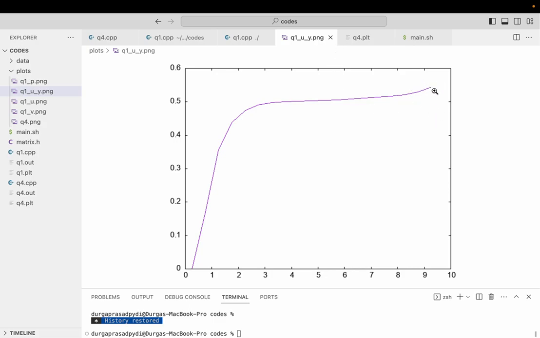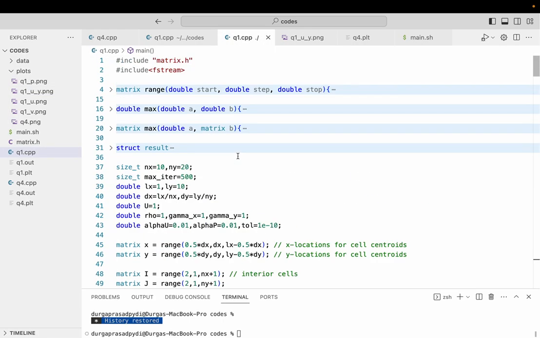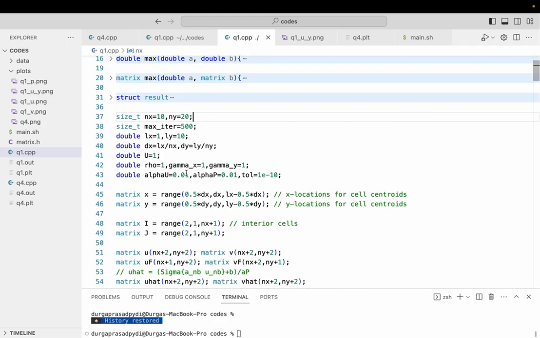Actually, I'll post the code. You can try refining the mesh. I've just used a very coarse mesh. This takes a little longer to run. I've used very low values of relaxation factors so that it just won't shoot up. So you can try refining the mesh and then see if the results will actually converge.